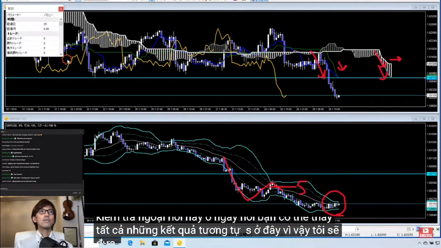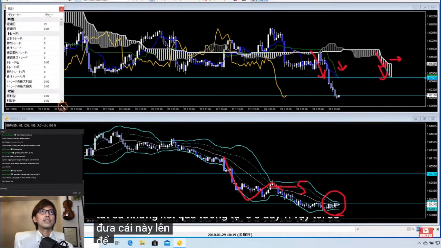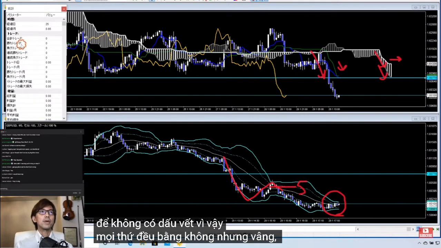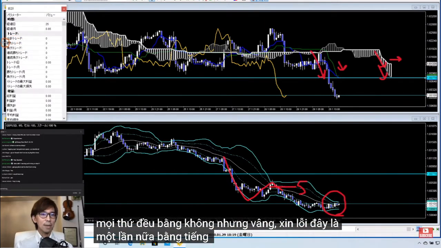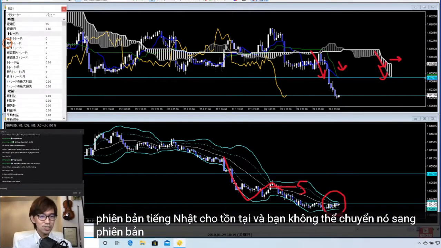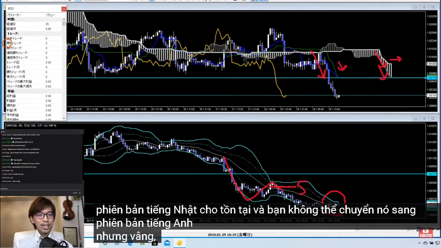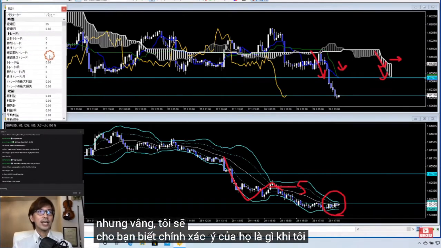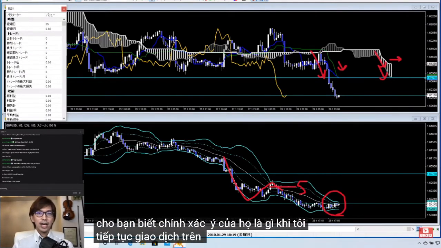So I will put this one up. There's no trades, so everything's 0. But yeah, sorry, this is again in Japanese because I bought Japanese Forex Tester 4 and I cannot switch it to English version, unfortunately. But yeah, I will tell you exactly what they mean as I keep trading on this demonstration.